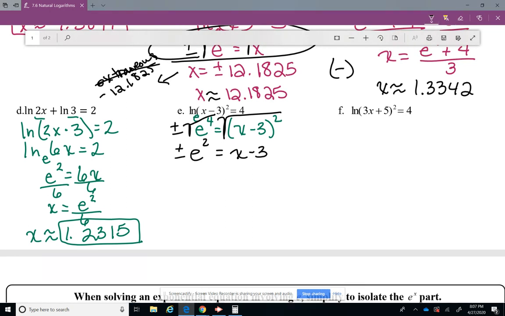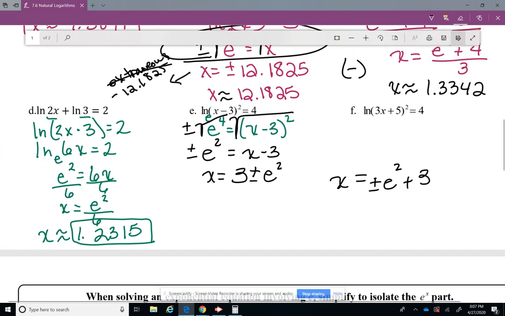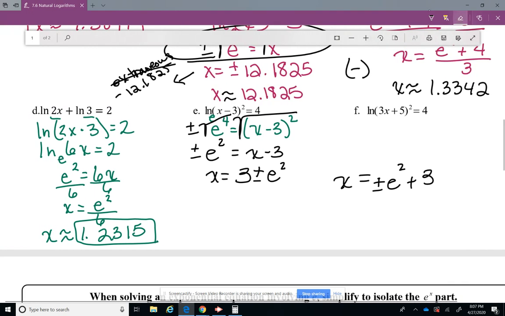All right, so we're going to do plus or minus e squared. All right, now we're going to have to add 3 to both sides. So x equals 3 plus or minus e squared. Now, I wrote the e squared second. You don't have to. You could have put x equals plus or minus e squared plus 3. I don't care which way, but you need to plug in. Oops, I hate it when it does that to me. It won't erase, it just shakes. Sorry about that. You have to plug in the e squared first. So go ahead and plug in the e squared.